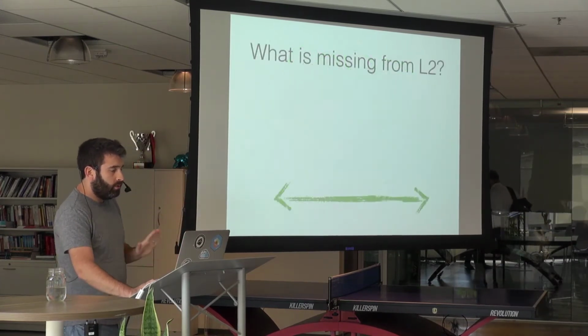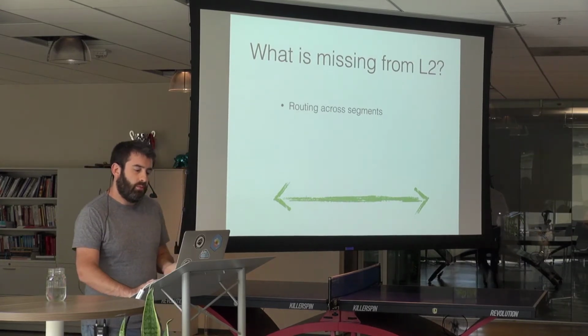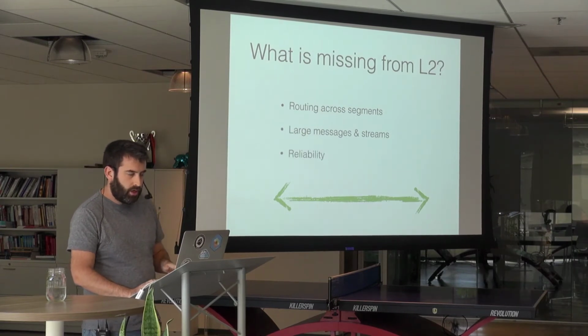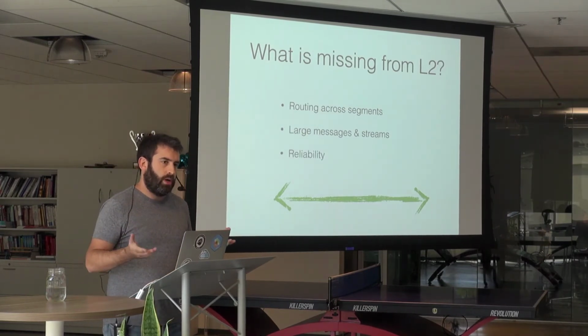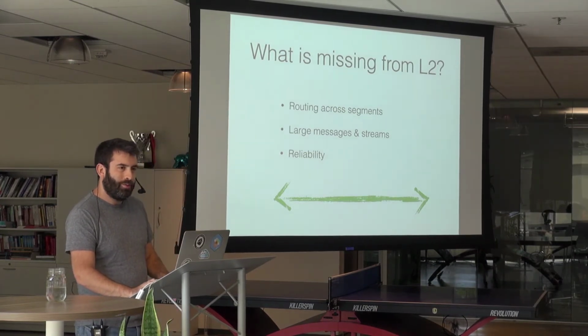So what's missing from layer 2 is routing across segments. We haven't addressed any way of providing large messages or streams of data, and there's still no reliability yet. So we're going to push some of the solutions to those problems further up the networking stack. All right, questions so far?